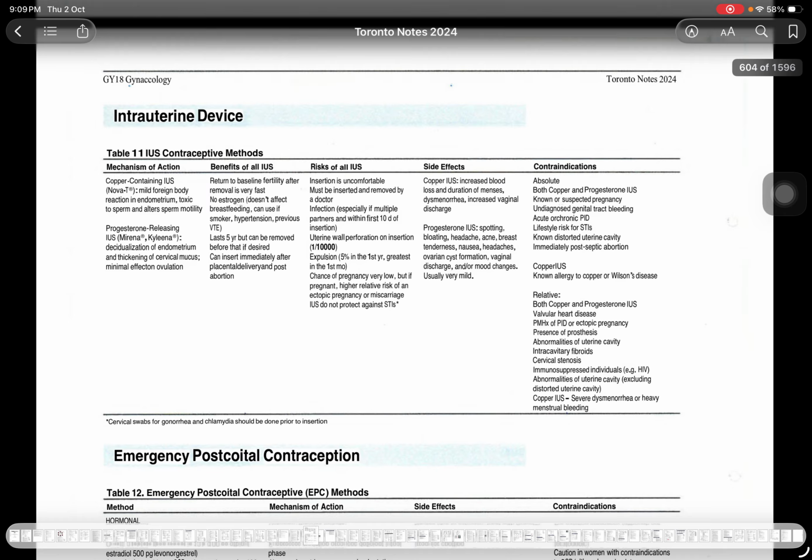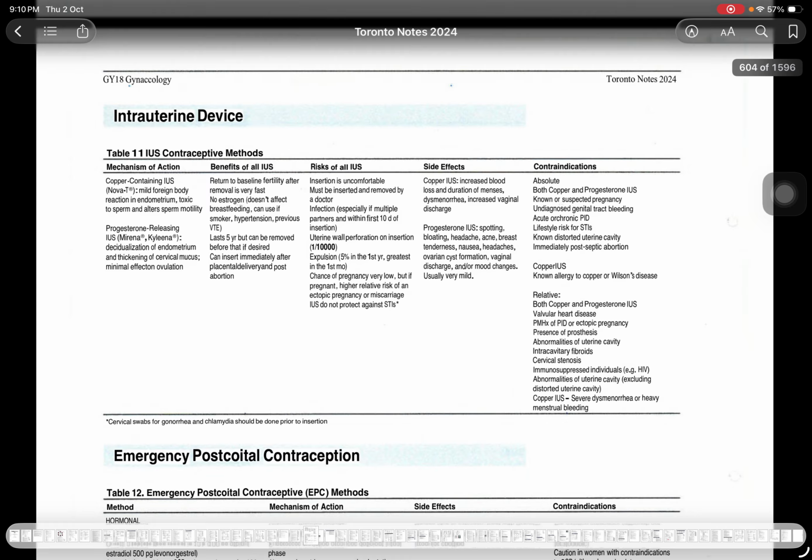And then uterine wall perforation, which applies to both hormonal and non-hormonal. About 1 in 1 lakh, uterine perforation, which means very low risk. Expulsion is 5% in the first year, greatest in the first month. Chance of pregnancy is very low, but if pregnant there is a higher relative risk of ectopic pregnancy or miscarriage. IUS, the intrauterine system, does not protect against STI. Side effects of the copper one are increased blood loss and duration of menses. So usually the copper ones increase the blood loss and duration of menses, dysmenorrhea, and increased vaginal discharge.